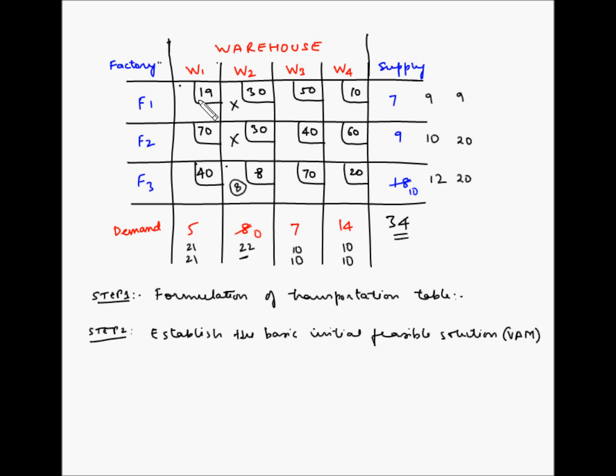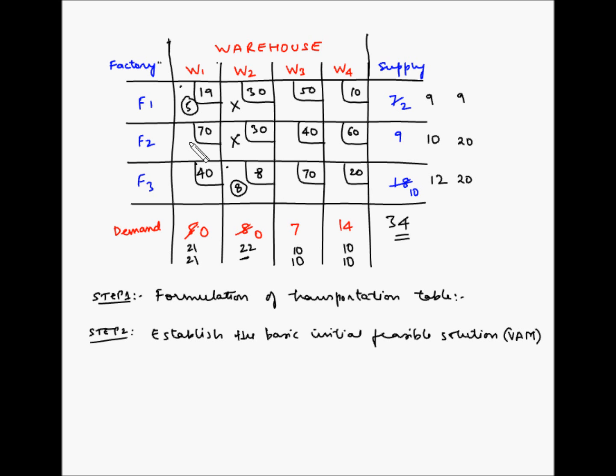Now let's evaluate the supply and demand condition here. F1 can supply 7 units, however W1 has a demand of 5 units only. So let's allocate 5 units here. Now with this allocation, the entire demand for W1 has been met, so this becomes 0, while the supply available becomes 7 minus 5, which is 2.